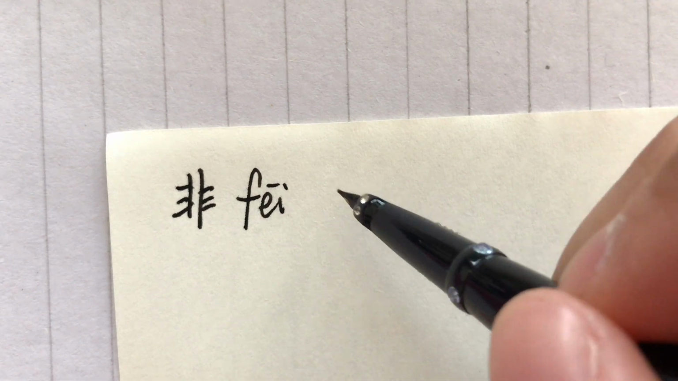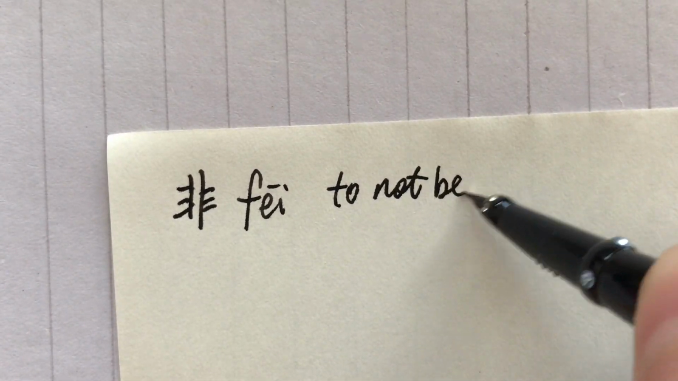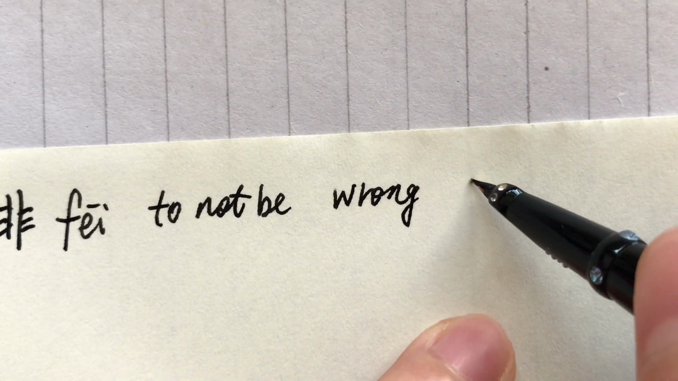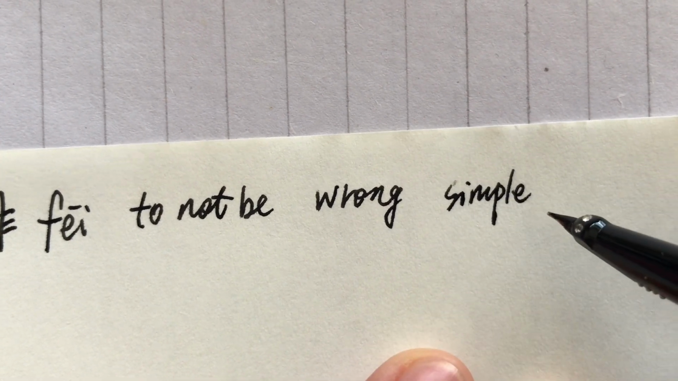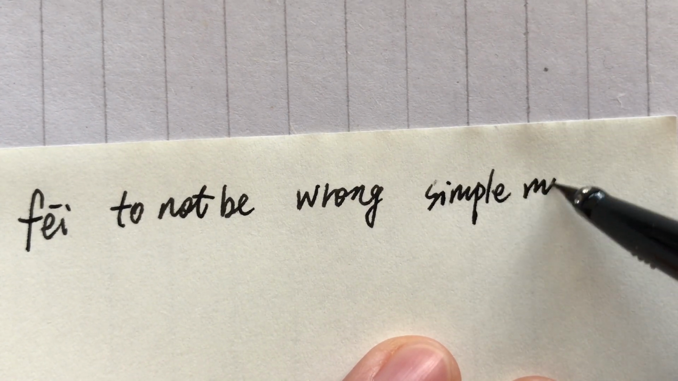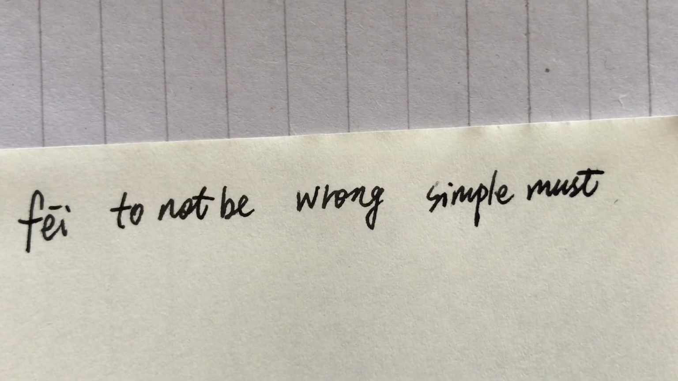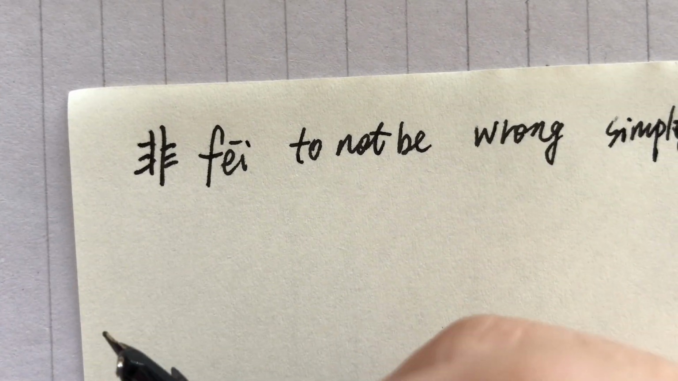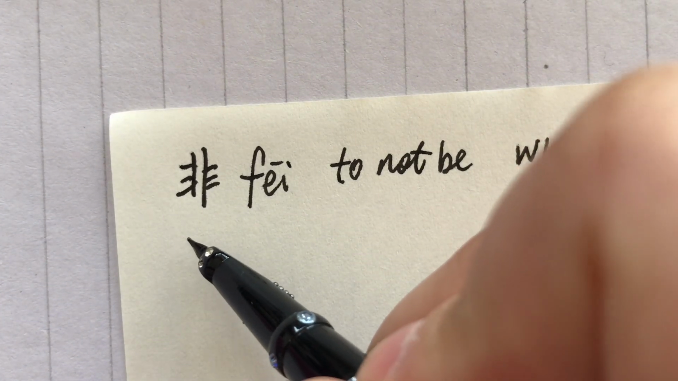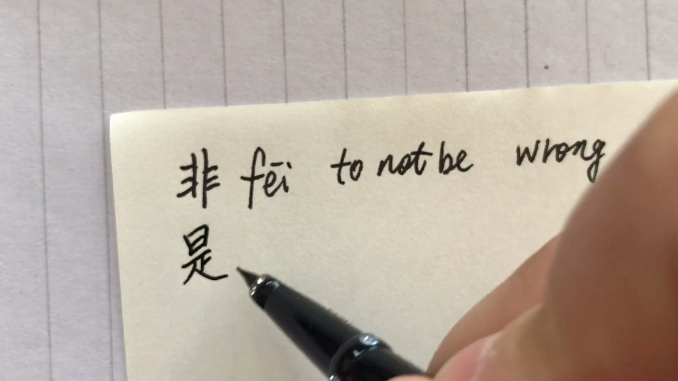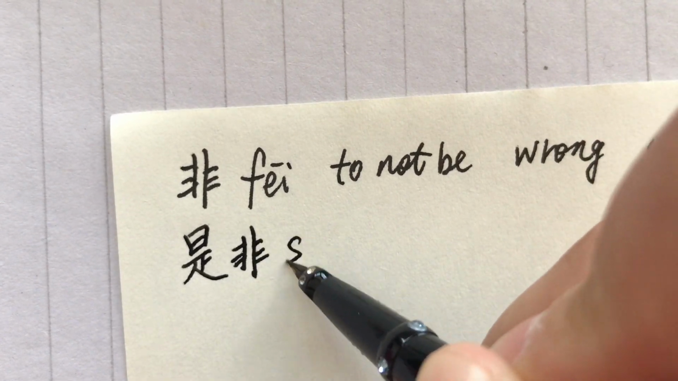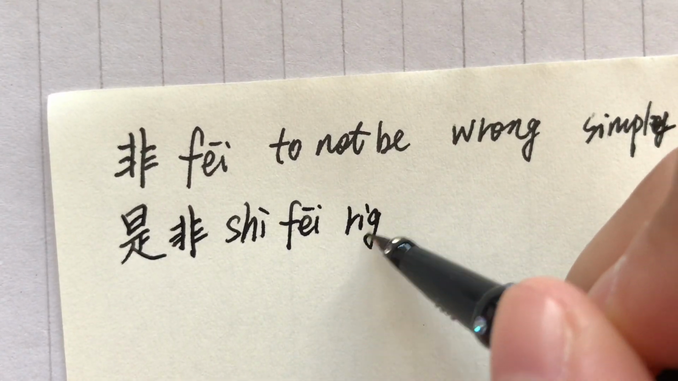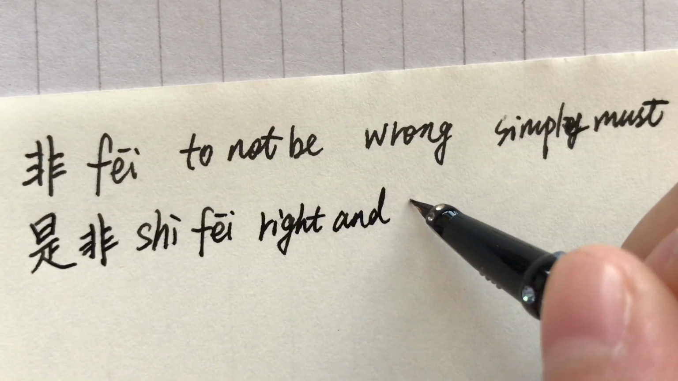Fei to not be. Wrong. Simply must. Simple must. 是非 right and wrong. 是非 right and wrong.